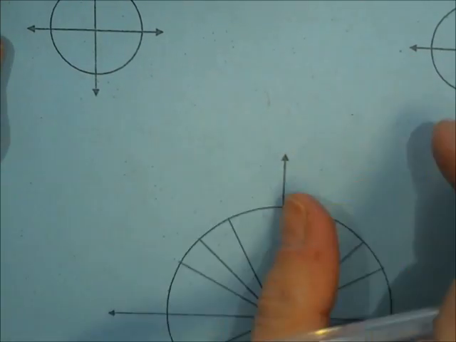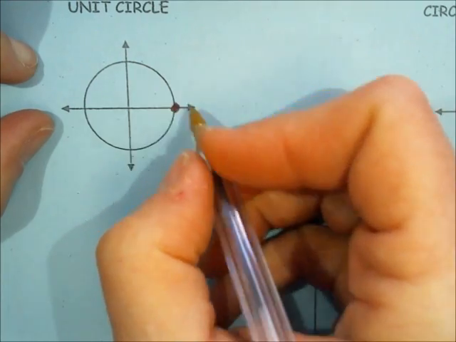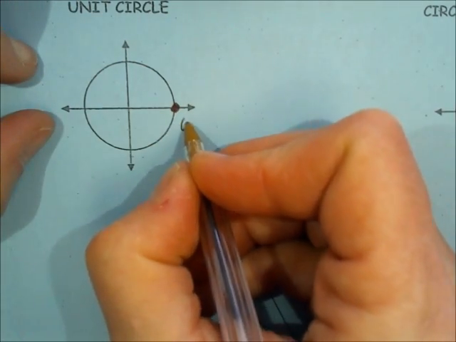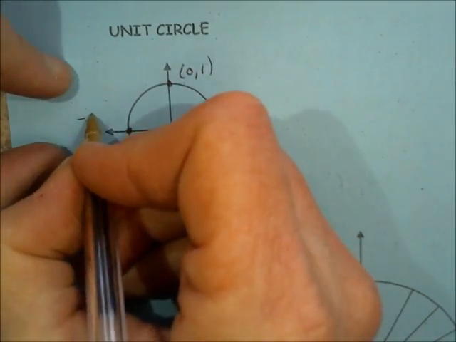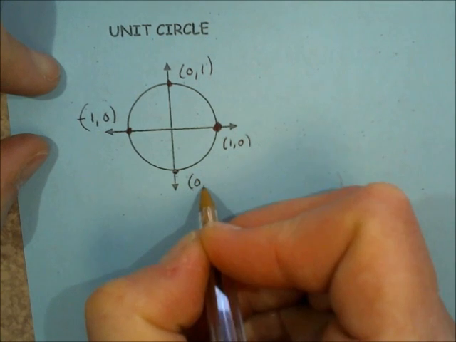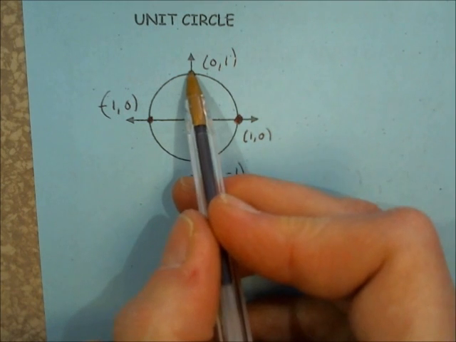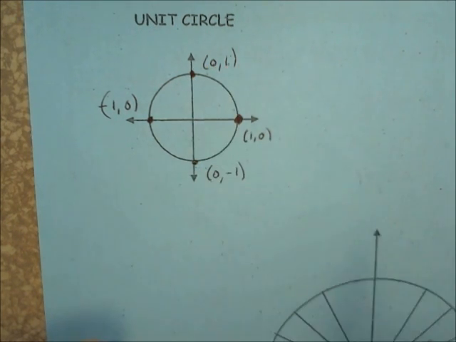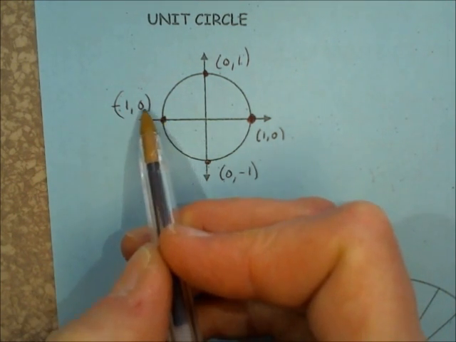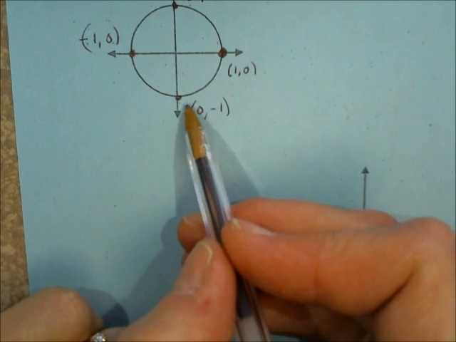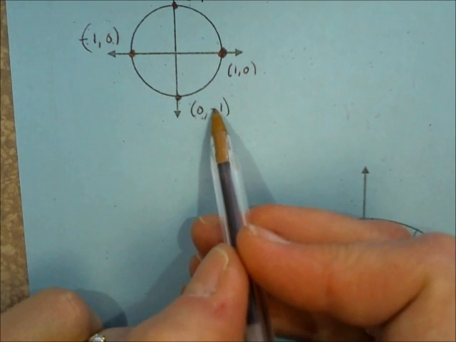On the back, there's just a couple pictures of unit circles, and remember the 4 major points, if you're just looking at it like this, are (1, 0), (0, 1), (-1, 0), and (0, -1). So if you wanted to know the cosine of 90 degrees, it would be 0. The sine of 90 is 1. The cosine of 180 is negative 1. The sine of 180 is 0. The cosine of 270 degrees is 0, and the sine of 270 degrees is negative 1.